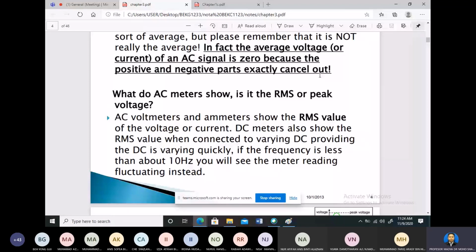So what do AC meters show, RMS or peak? That I mentioned to you. AC voltmeters and ammeters show the RMS value. If it is not given, automatically you have to remember this is the RMS value. The DC meter also shows the RMS value when connected to a varying DC, provided the DC varies quickly. That's why for DC they also use the RMS value.